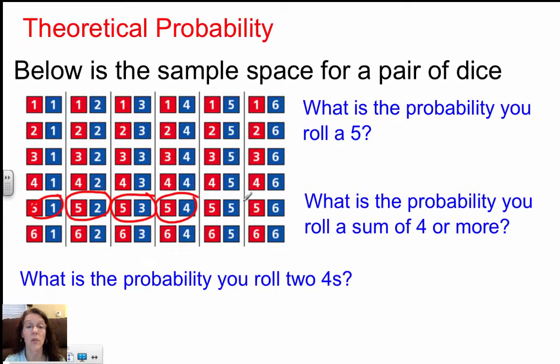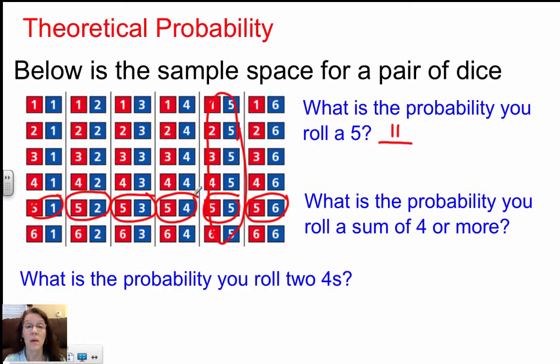Here's where a 5 is rolled. But also, all of these have a 5 rolled. So we can simply count those up: 1, 2, 3, 4, 5, 6, 7, 8, 9, 10, 11. There are 11 possible rolls that include a 5.